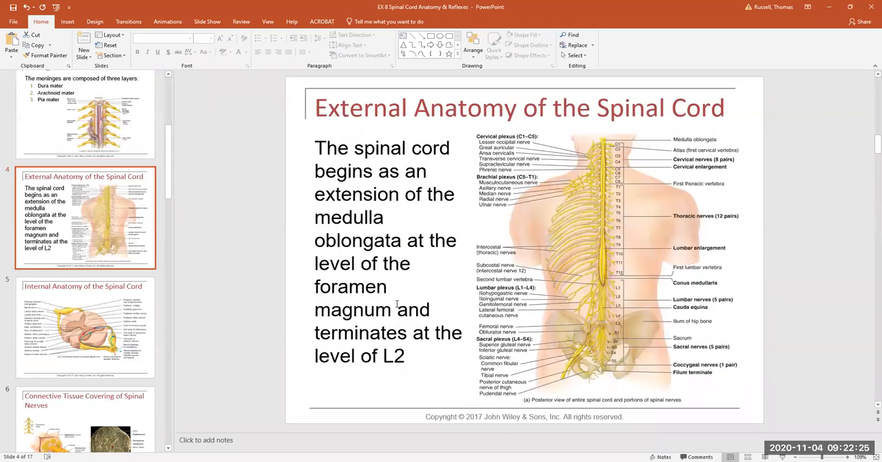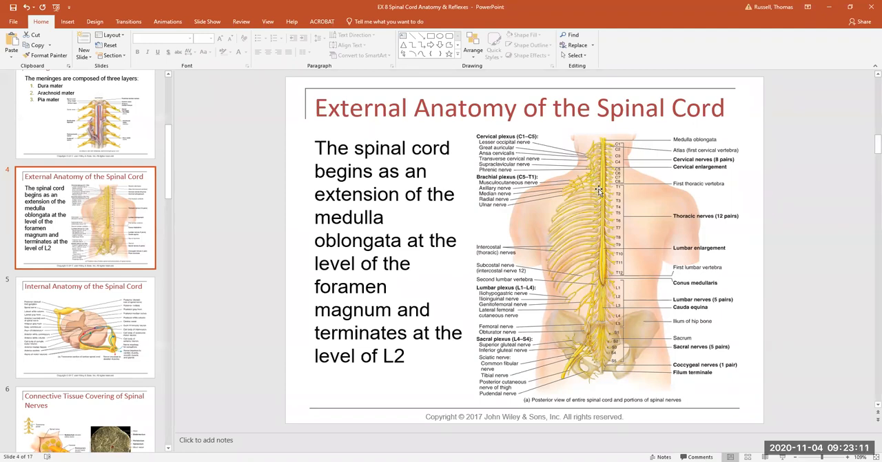Here's the overall general anatomy of the spinal cord. You're not going to be identifying every one of these nerves, so don't panic about that. There are some important areas of the spinal cord that you're going to have to be able to identify. Ultimately, we have two major enlargements. The spinal cord, number one, is an extension from the brain, really the medulla oblongata, out of the foramen magnum you learned about on the skull, and runs down our spinal column to the level of about L2, the second lumbar vertebra.